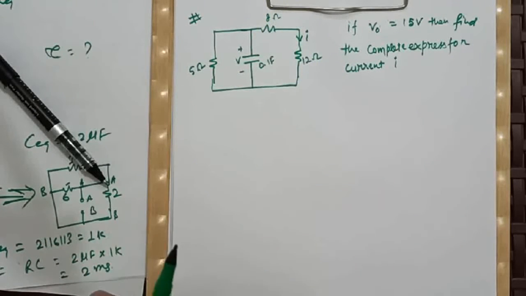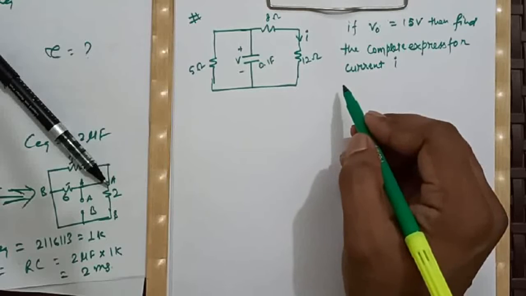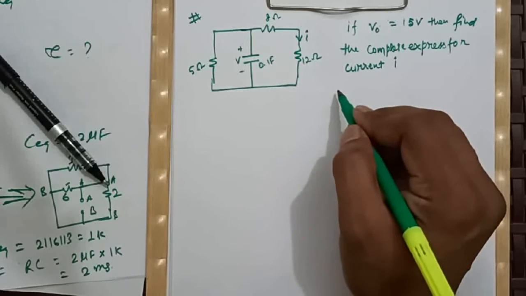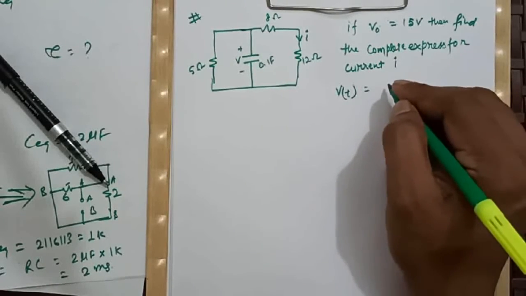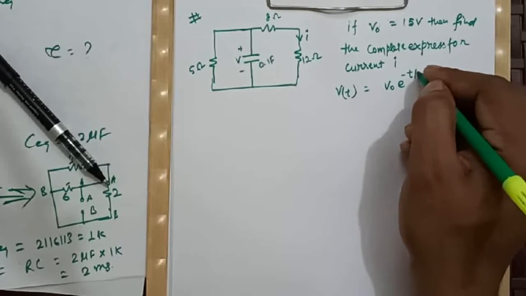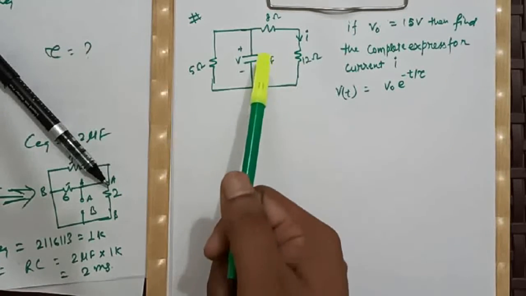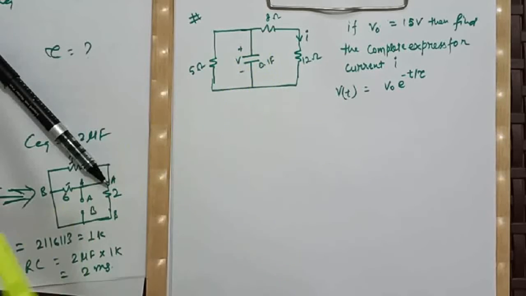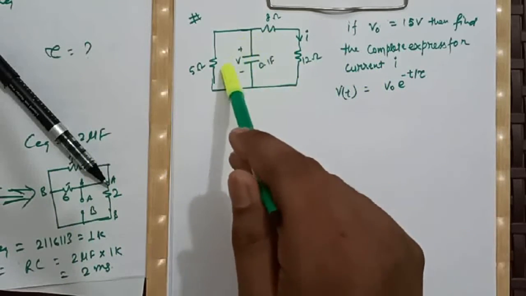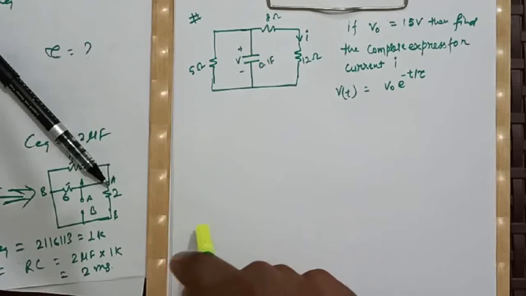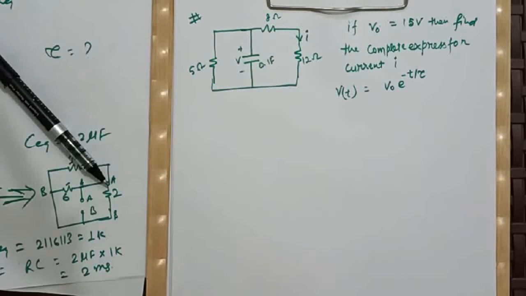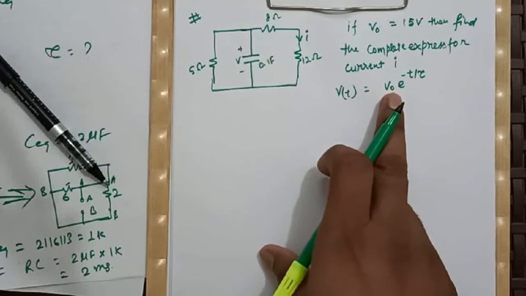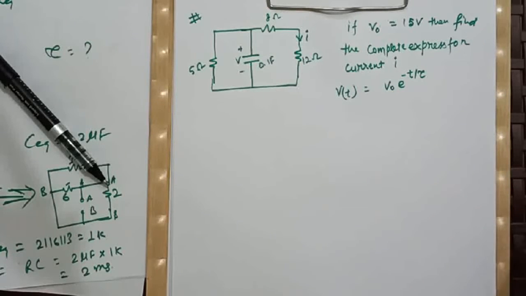Now the source free response of a circuit, as I discussed in the last lecture, will be of the form, in case of capacitor, V(t) equals V naught e to the power minus t by tau. Now the stored energy in this capacitor in the form of electric field will get dissipated in this resistor in the form of heat, and this voltage will fall exponentially to 0.